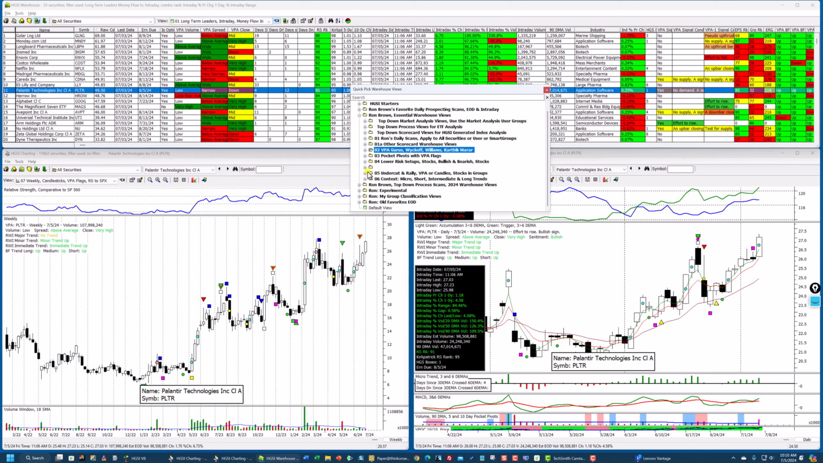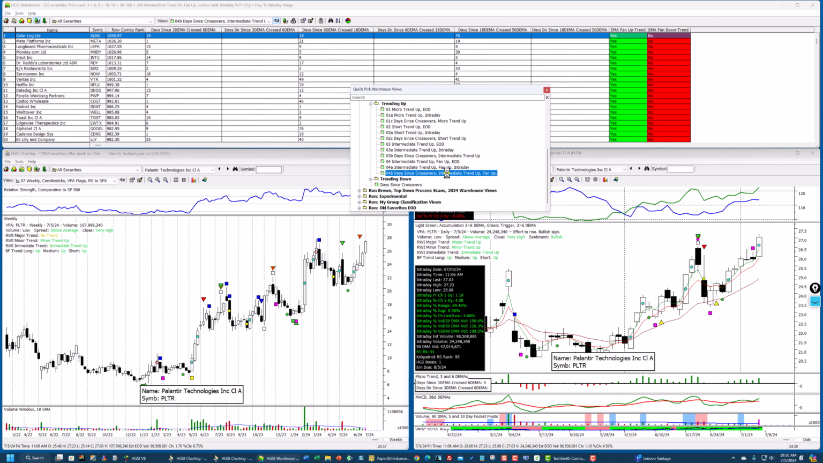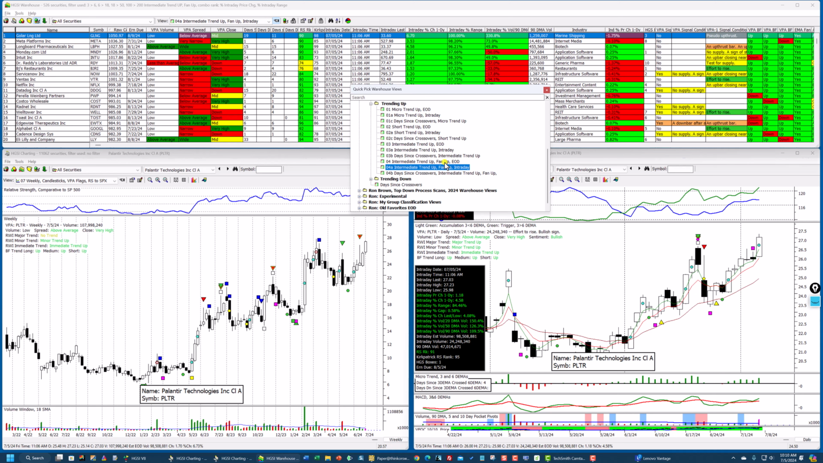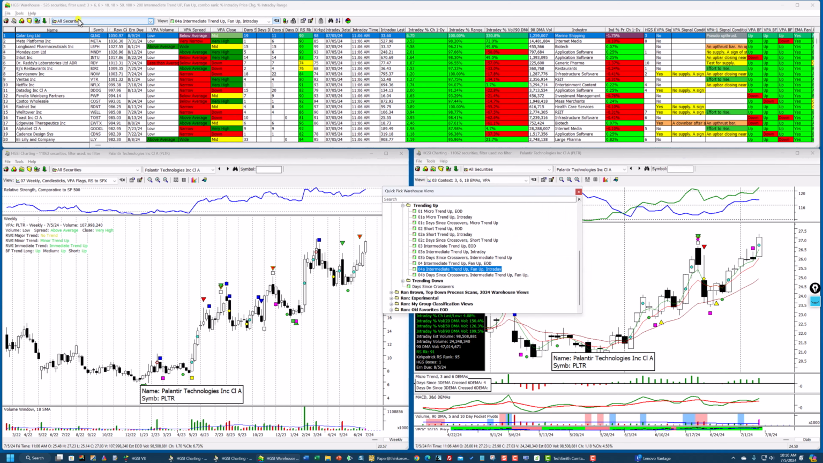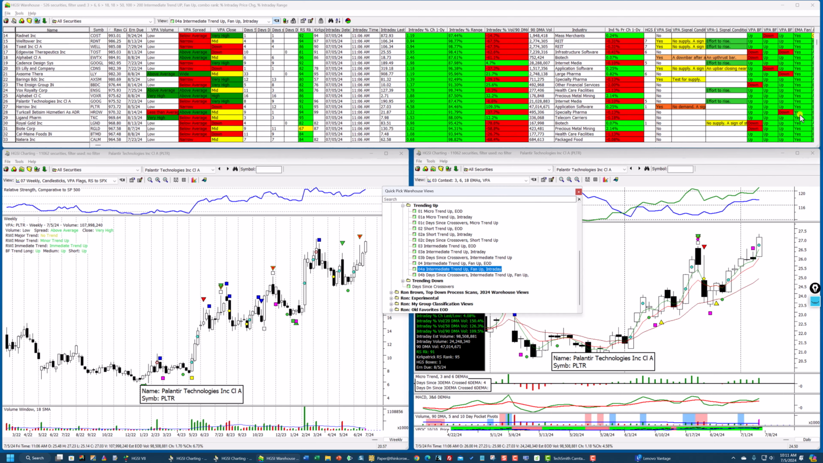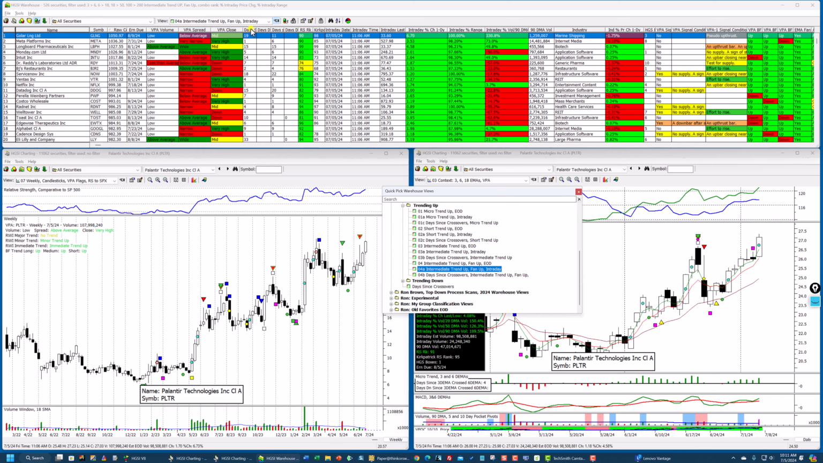Okay, pocket pivots, lower risk setups, bullish and bearish, undercut and rally, and then context: micro, short, intermediate, and long-term trends. If you're looking for stocks that are trending up with the fan up, you just click on that on the intraday, and you know that every stock in this list has the fan up. And if you look at the far right side, you'll see that this says yes all the way down, because these are stocks that are trending up with the fan up.